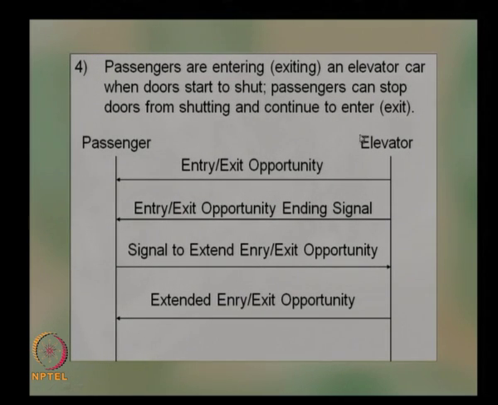Again, here you can see that the elevator is the system and the passenger is the external system, and we have this signal to extend entry exit opportunities, because the passengers are still entering, and then the system should provide an extended entry or exit opportunity.